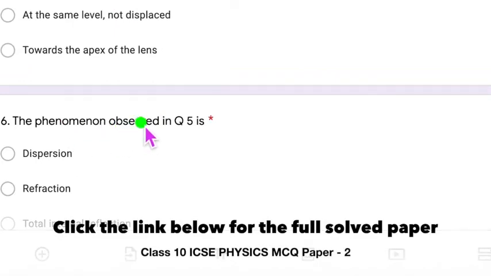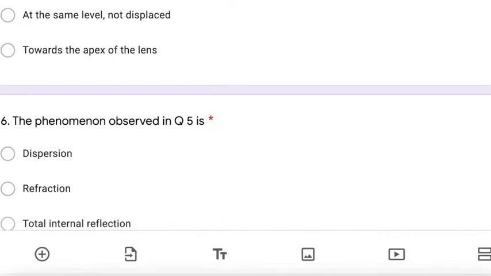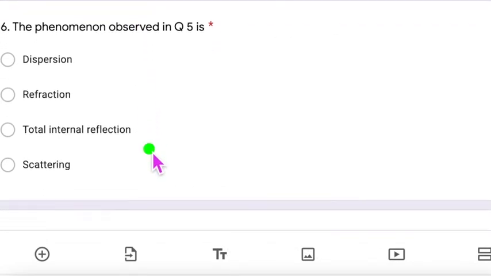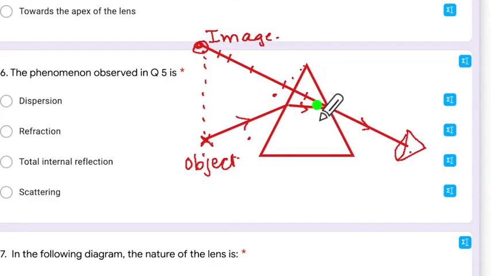The phenomenon observed, number 6, the phenomenon observed in question 5. In this question 5, what is the phenomenon observed? Was it dispersion? This was the diagram. Now, is it dispersion? Is this light splitting into number of colors? No. So this one is wrong. Is it total internal reflection? No. Is it scattering of light? No. The ray is simply bending like this.